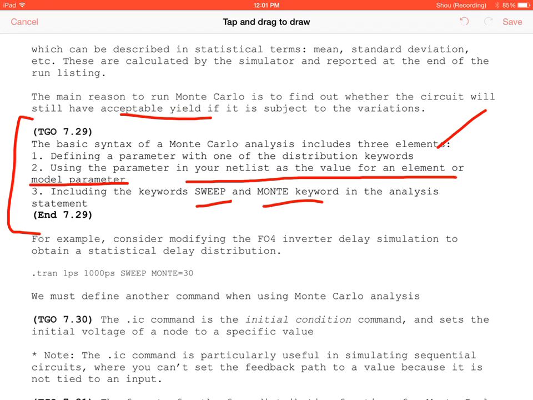So first we define what it is we're measuring, and then we use the parameter in the netlist that we're going to measure. So if we're trying to measure power consumption, or rise and fall time, or the current based on the different parameter, then we're going to perform the sweep or the Monte Carlo analysis there.